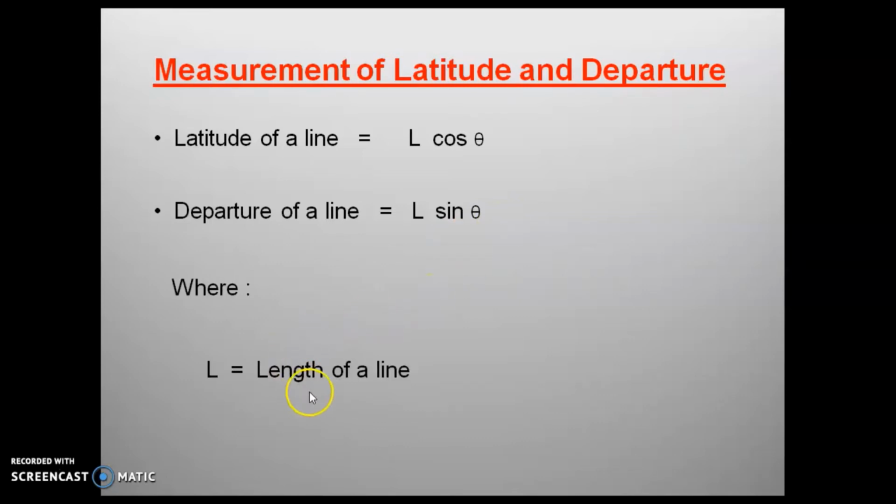Where what is this L? Length of a line, and theta is nothing but the bearing of a line.